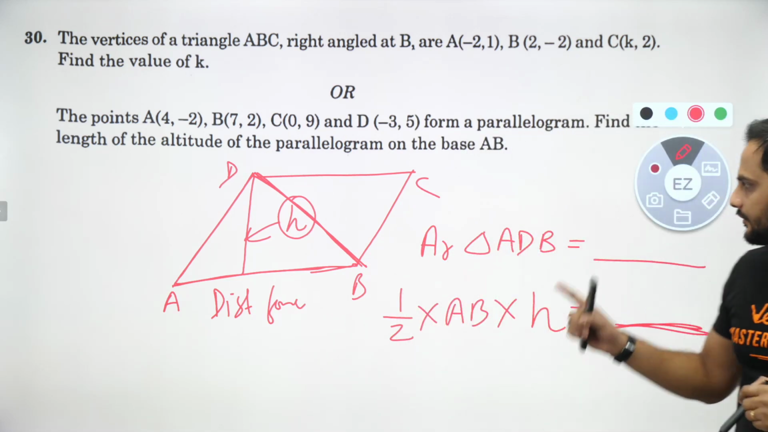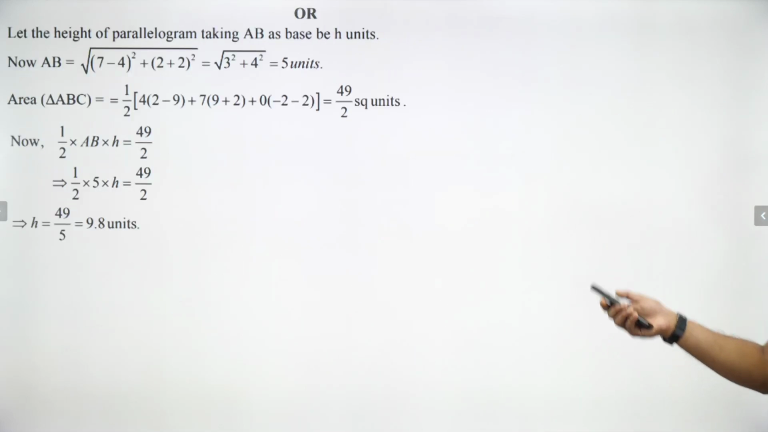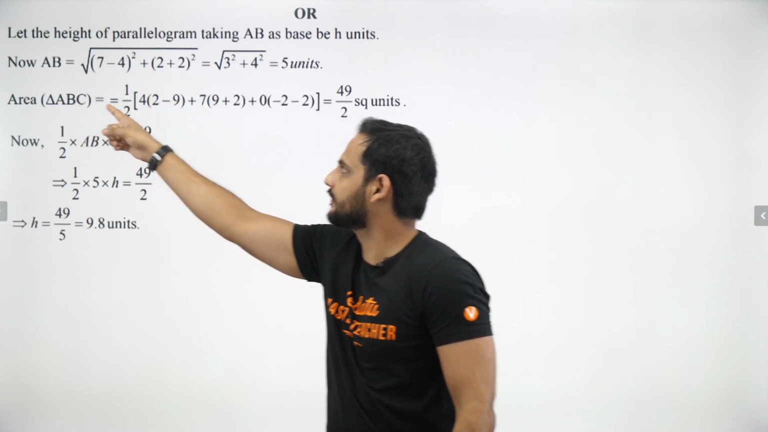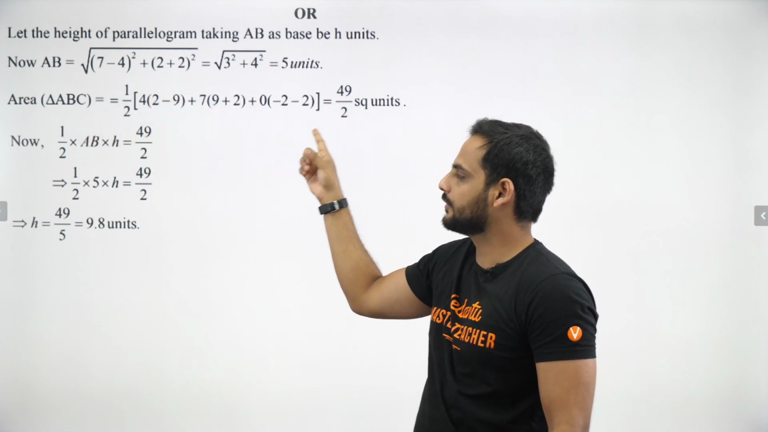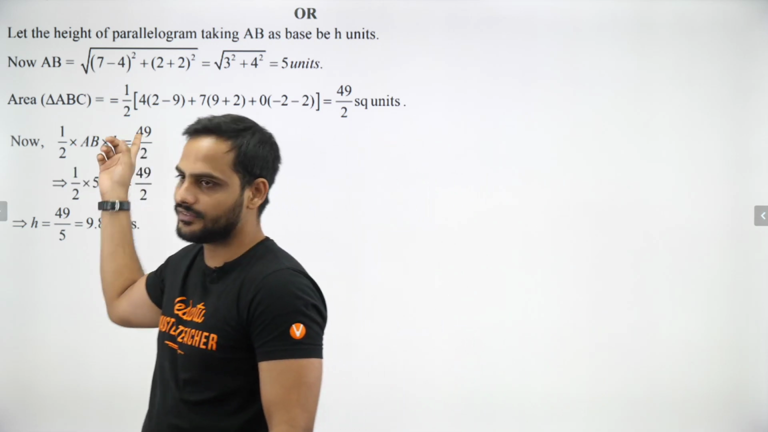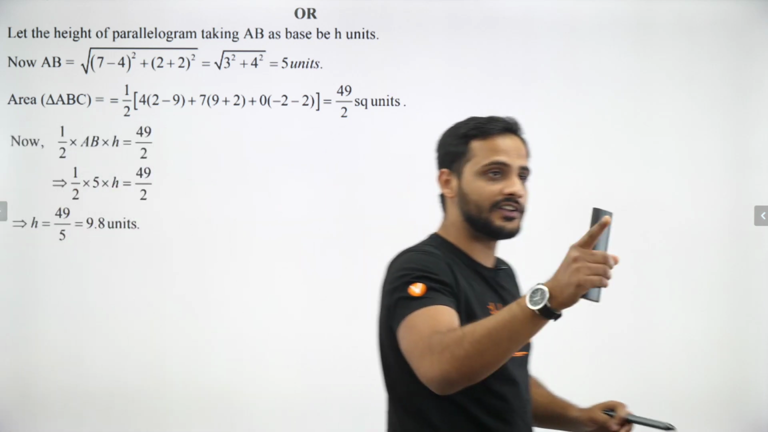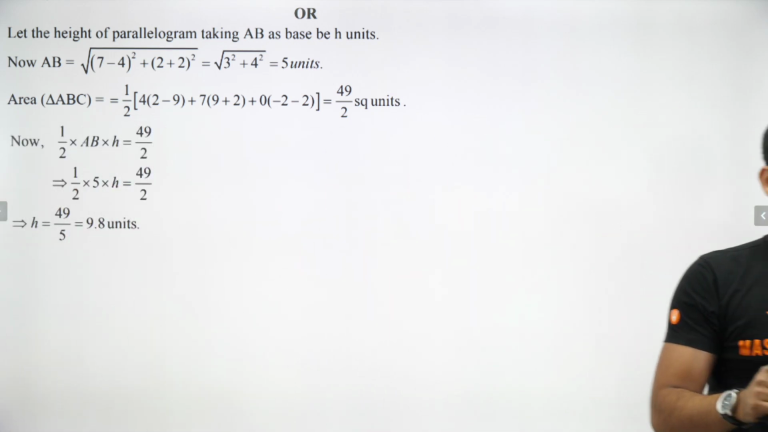Okay? Is it clear? Look at the solution of the other question. Here they have got the AB length is 5 units. Then they have got the area of triangle ABC as 49 by 2 square units. So half into base into height is equal to the area of the triangle, and they have got the altitude. It is a highly repetitive question. If it seems like an easy question, very good, your preparation is going really well. Remember this.